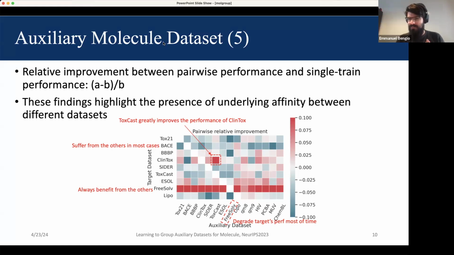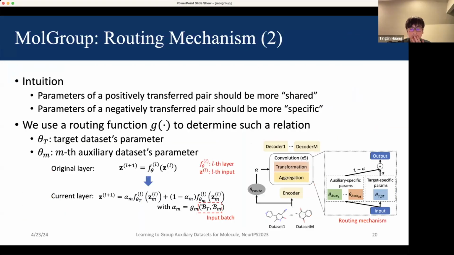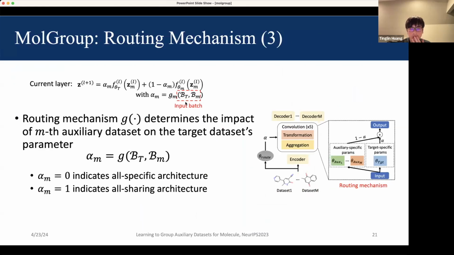Any other questions from the audience? I have a few. First, I was wondering if you tried to do single input routing, right? Yeah, go ahead. You mean remove the target data set's information? Yeah, instead of relying on the whole batch to make a decision, just rely on a single example.